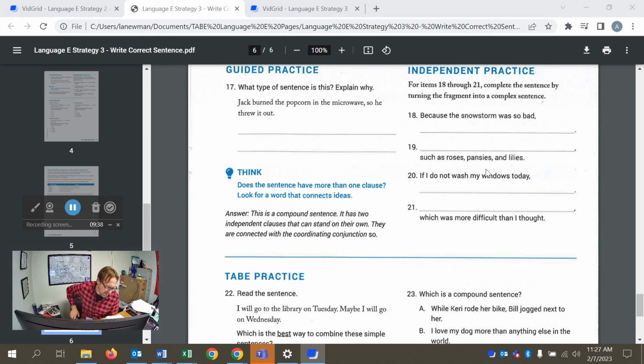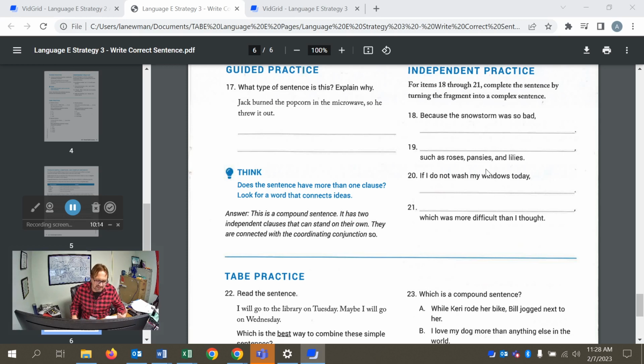But let's take a look at what we have. So 17, what type of sentence is this? Explain why. Well, first of all, it's a compound sentence composed of two independent clauses. Those are brought together with a comma and coordinating conjunction. And in this case, it was the comma and so. The first independent clause is Jack burned the popcorn in the microwave. Jack, subject, burned, verb. And the second one is he threw it out. Subject, he, threw is the verb. So we put that together with the comma and coordinating conjunction.